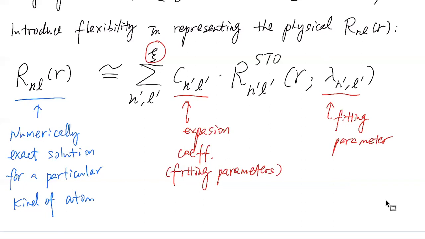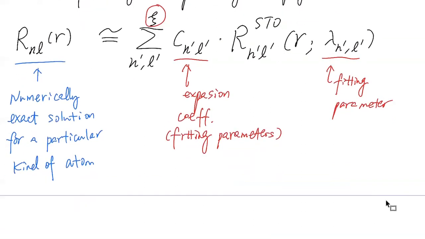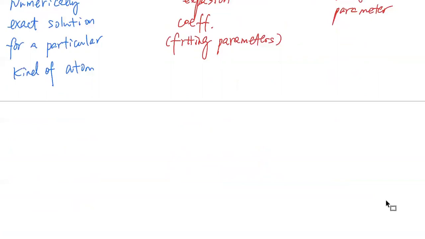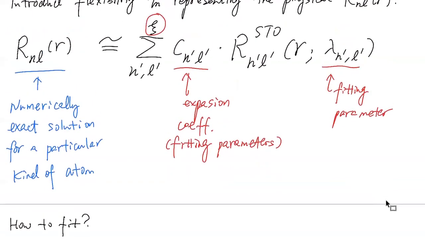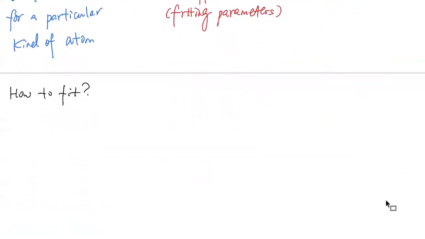So of course, as I said, this is really a fitting procedure. How to do this fit? What you are doing is actually minimizing. So you simply do this inner product. This is your exact solution, the numerically exact solution, minus your approximation, and you do this inner product.